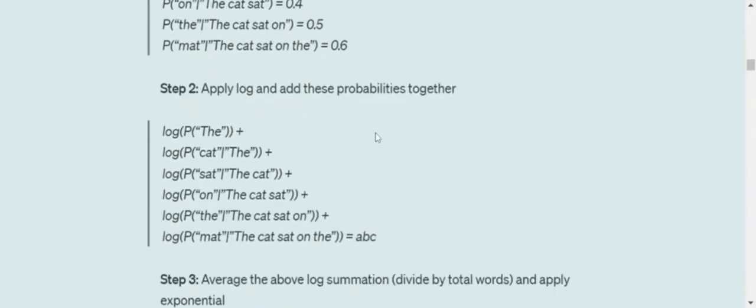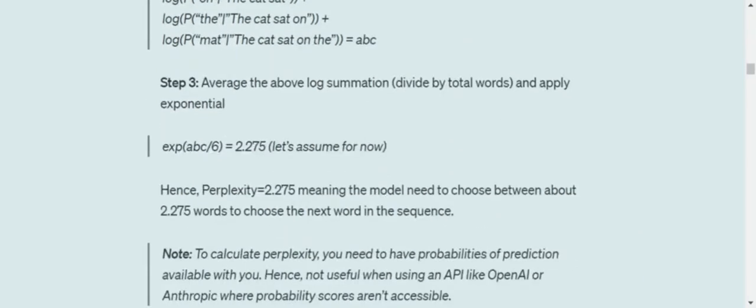Assume we calculated all these probabilities. Apply log and add these probabilities together. So you need to apply log on the individual probabilities that we have got from the model, add them, and then apply exponential, dividing it by the total number of words in a sentence. Very easy. Assume the value comes out to be 2.275. Hence, perplexity is 2.275, meaning the model needs to choose between about 2.275 words for choosing the next word in the sequence.